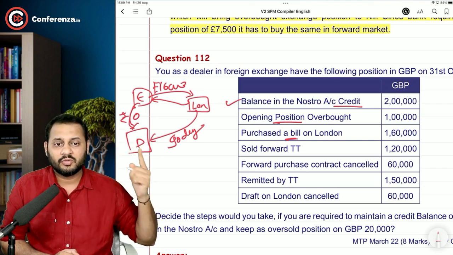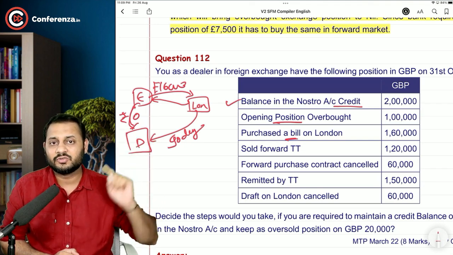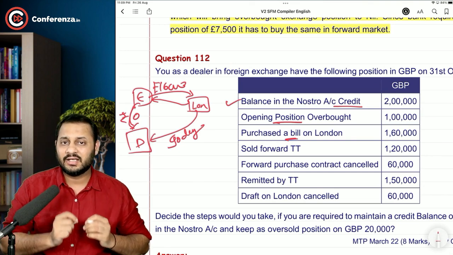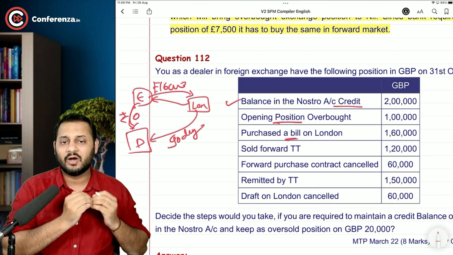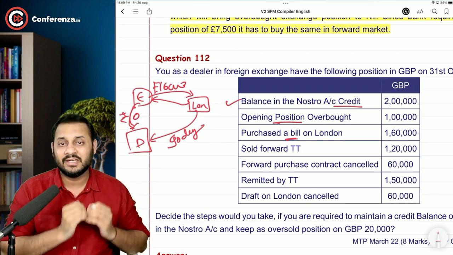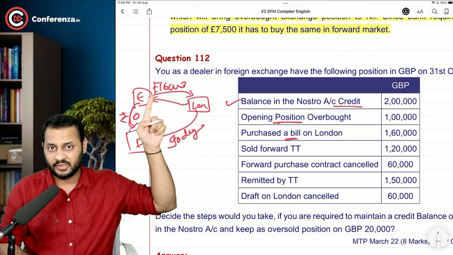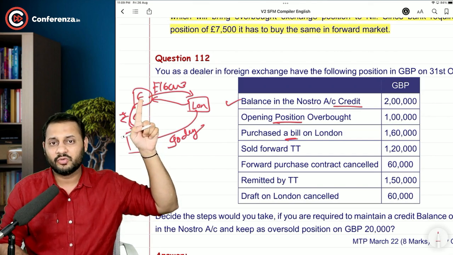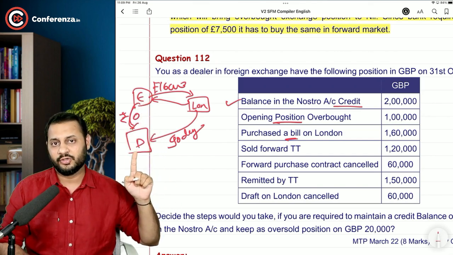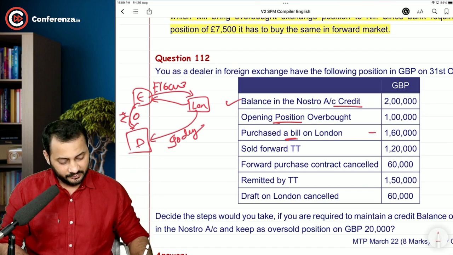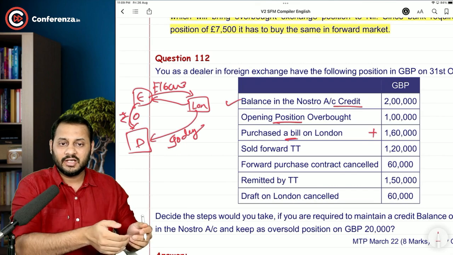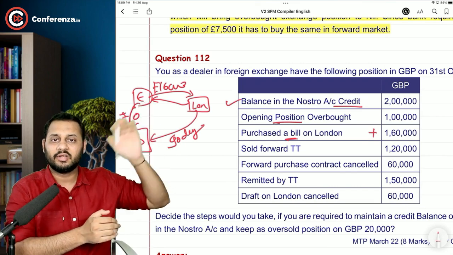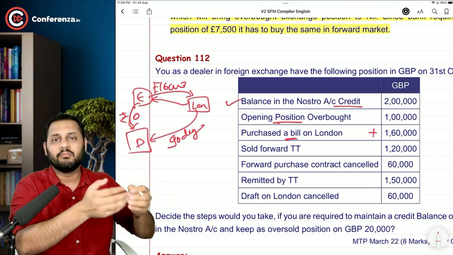So let's talk about the 1,60,000 pounds. Is that 1,60,000 pounds coming into the dealer's account or going out of the dealer's account? It's coming in. It's a sales receipt which the exporter was about to receive. Now we are going to receive. So a purchased bill is a sales item, sir. Sales item means sales. We are not selling the currency. We are buying the currency.